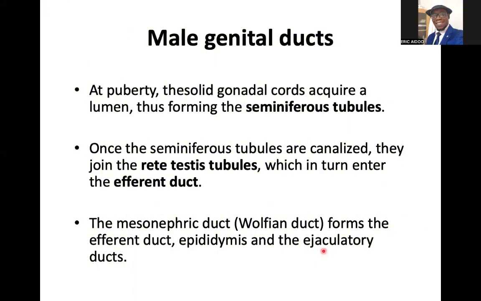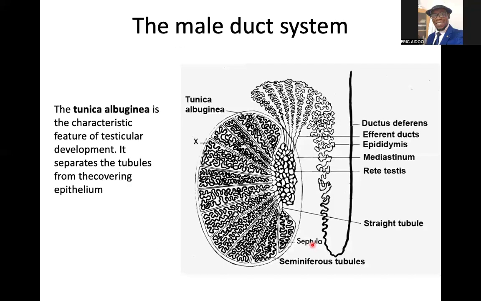So we want to look at the male genital duct. I told you that we are breaking the lecture into formation of gonad, duct formation, and then external genitalia. So at puberty, the solid gonadal cords acquire a lumen and become seminiferous tubules as they canalize. Once the seminiferous tubules are canalized, they join the rete testis tubules, which in turn enter the efferent duct. The mesonephric duct, which is the Wolffian duct, forms the efferent duct, epididymis, and then ejaculatory duct. It is the male duct system.